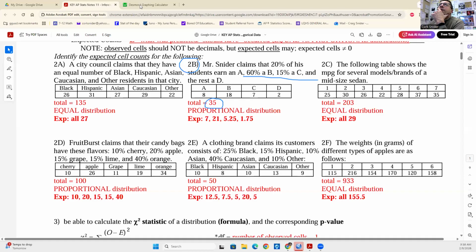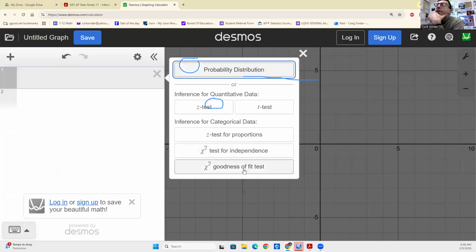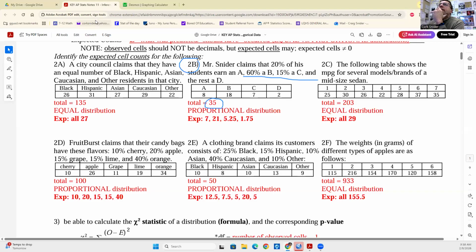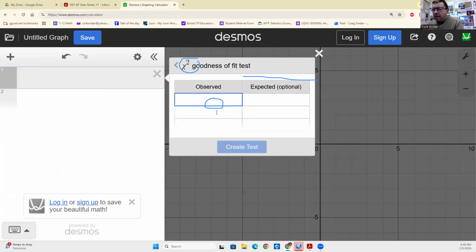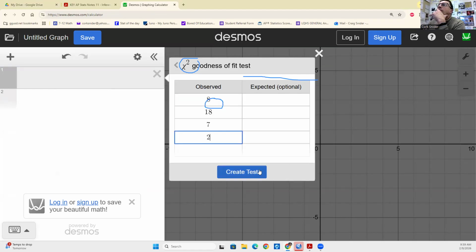Okay, so let me do this again. Type in inference, and I'm going to do the goodness of fit. I'm going to put the numbers in. 8, 18, 7, and 2. Okay, now I need to actually do the expected numbers here because they're not proportional, they're not the same.